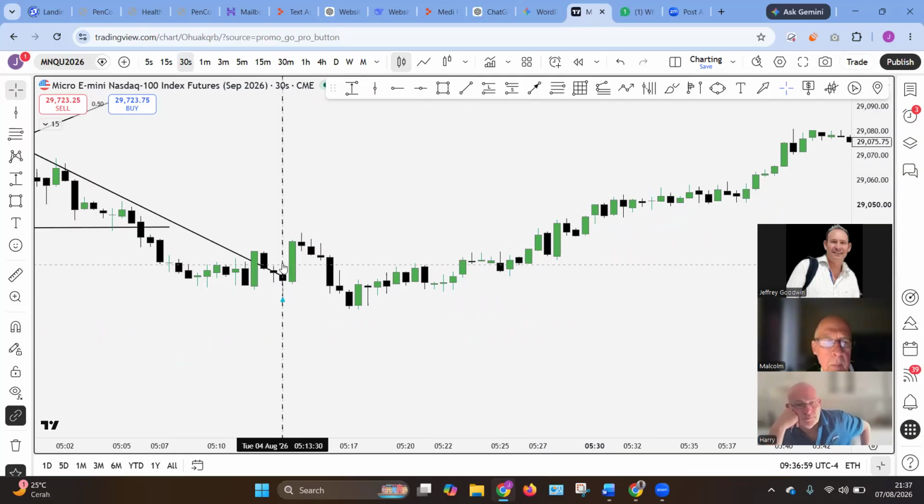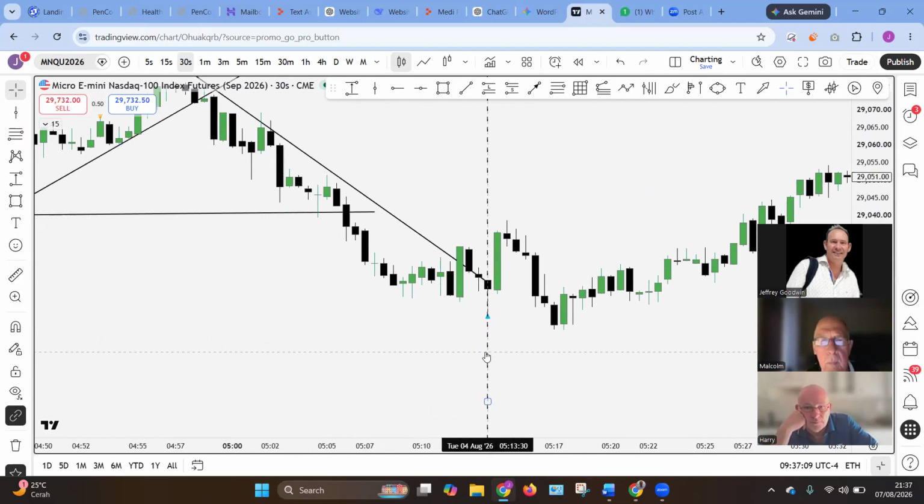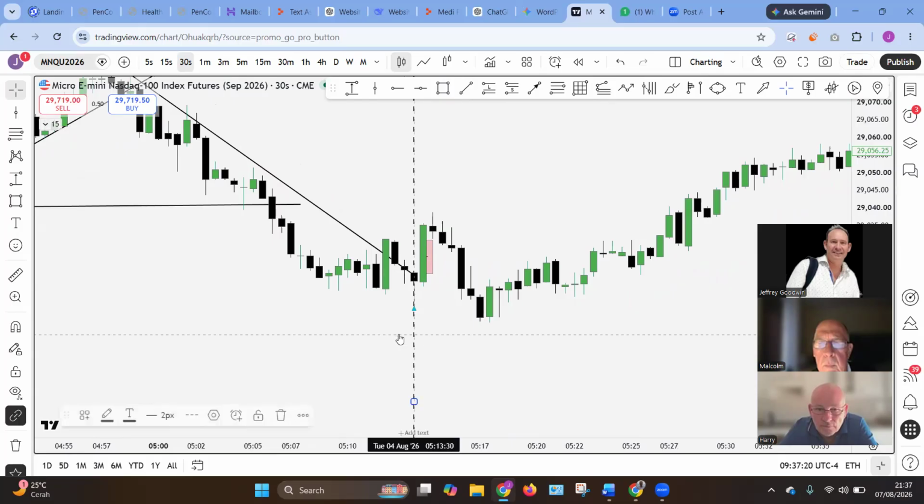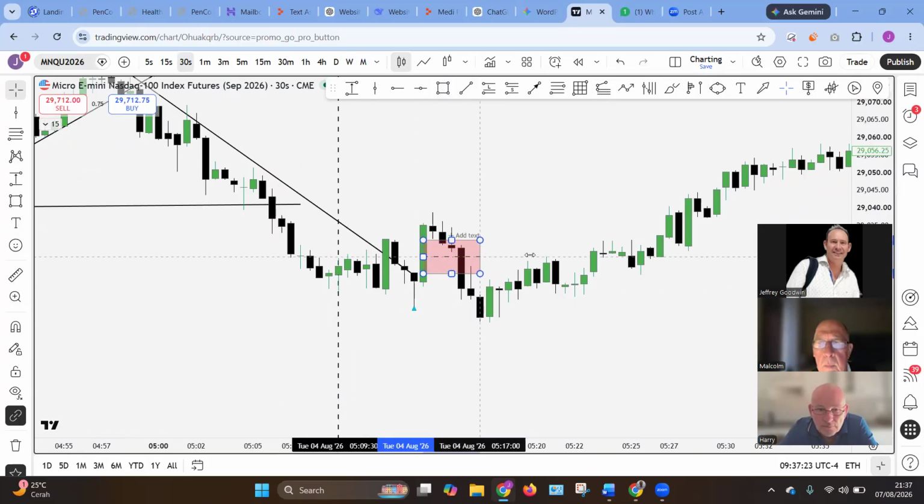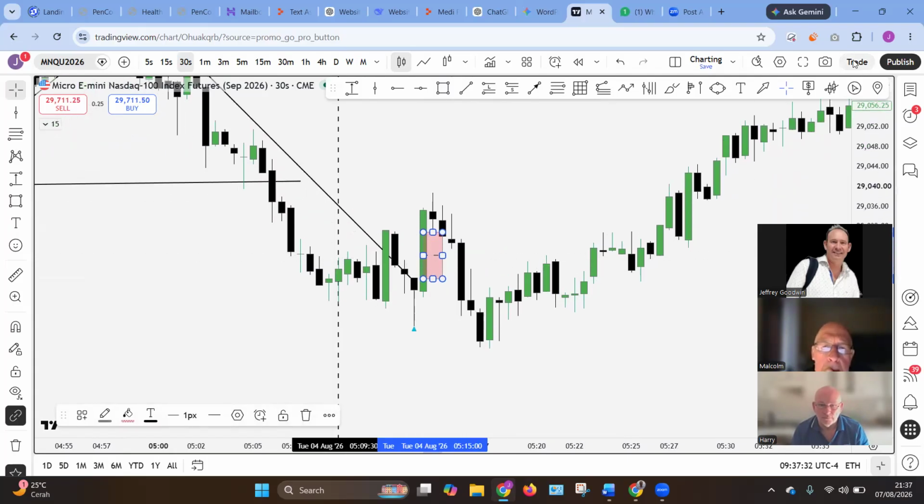Especially as, what do we have here? Nothing to the left and nothing to the right. Is that correct? Yep, nothing there. So what you do is you draw a box and you just drag it out. And you see there's another one here. You see there's another FVG there. Nothing to the left and nothing to the right.